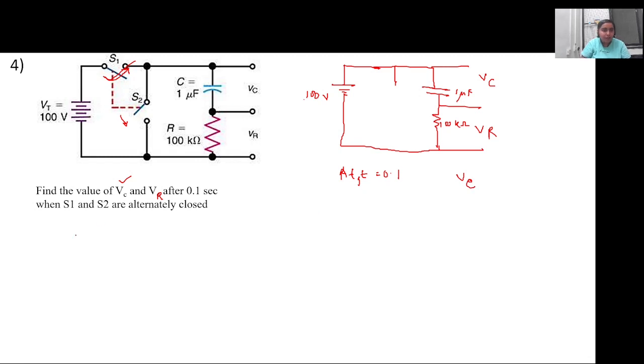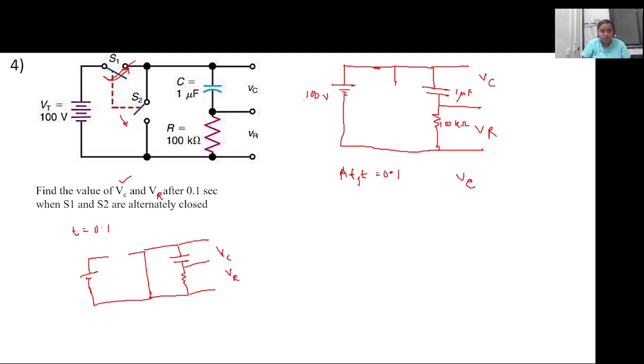Now just after time t equal to 0.1 second, what will happen is the switch S1 will open and this will close. Anyway, we'll come to this later, but first, what will happen after time t equal to 0.1 second? What will be the value of VC?